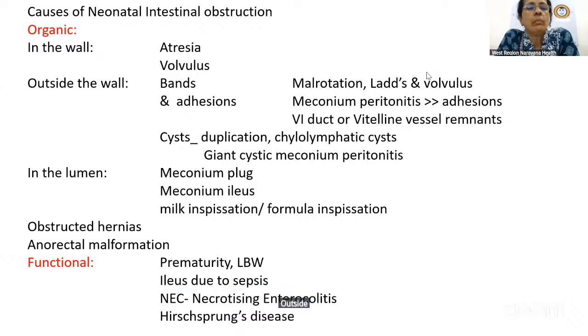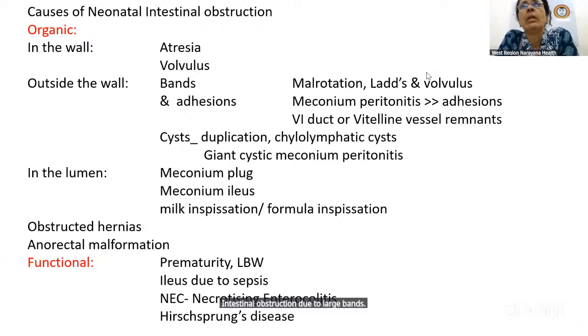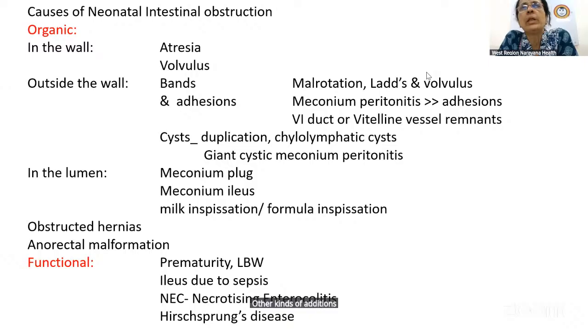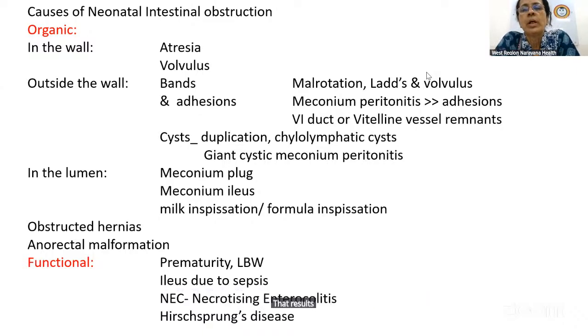Outside the wall, there can be bands, like in a baby who has malrotation can develop intestinal obstruction due to Ladd's bands that results into volvulus intermittently. Whenever there is volvulus, child will have bilious vomiting. Other kinds of adhesions that we see in newborns is because of meconium peritonitis. There is a leak of meconium in the intrauterine life that results into adhesions. And these babies usually present very early after the birth, within few hours. We'll talk about the details in a while.